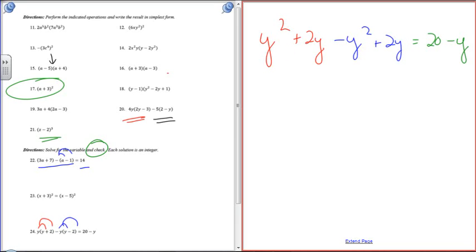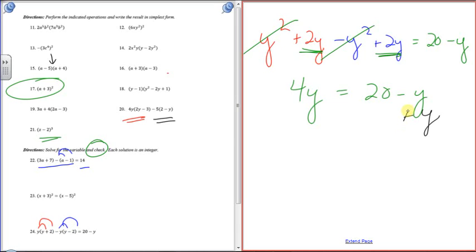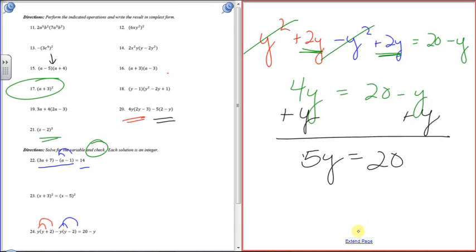Okay, still got to clean up the red and the blue. Let's put together what we can. Y squared minus y squared is dropping out. That's handy. I like that. Plus 2y gives me plus 4y equals 20 minus y. Now its cleanup is all done. Left is clean, right is clean. Let's start moving. I'm going to add a y to both sides. Again, looking for the balance there. Column by column, this gives me 5y is equal to 20, and that drops out.